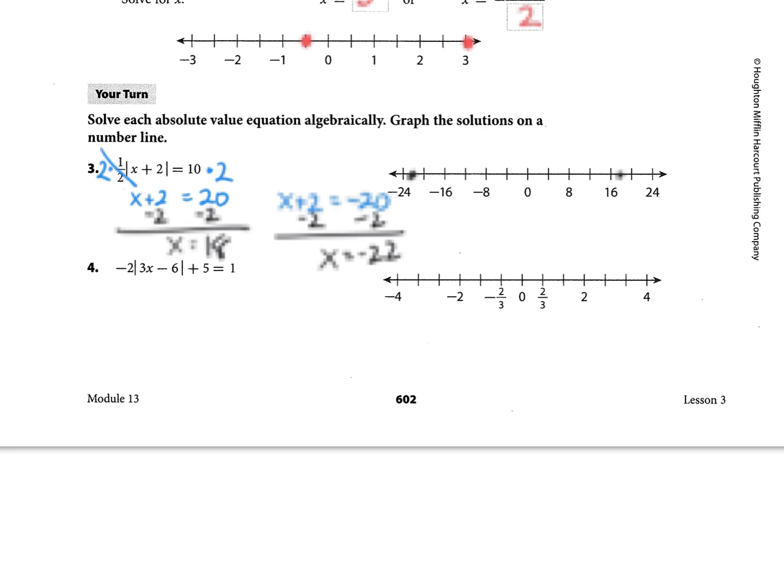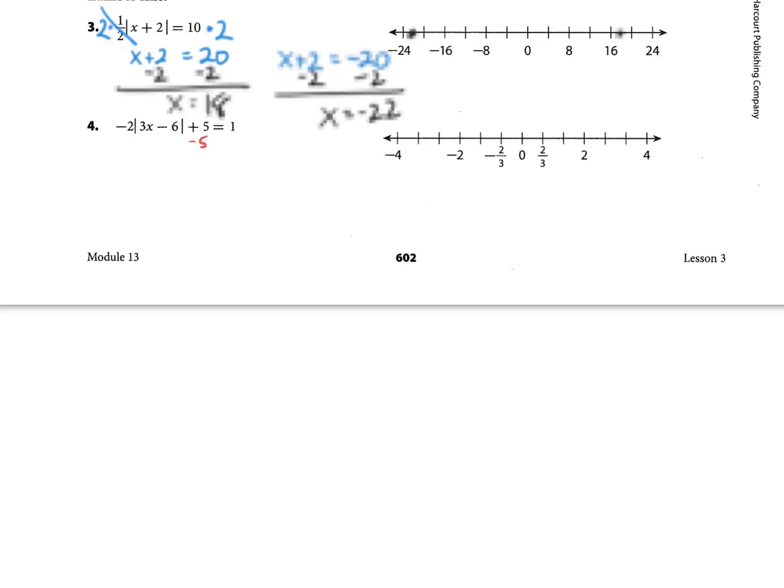For this one, we're going to start by subtracting 5 from both sides. That gives us negative 2 times the absolute value of 3x minus 6, and that equals negative 4. Then we have to divide both sides by negative 2. That leaves us with 3x minus 6 equals 2. Or we have to do the negative version, 3x minus 6 equals negative 2.